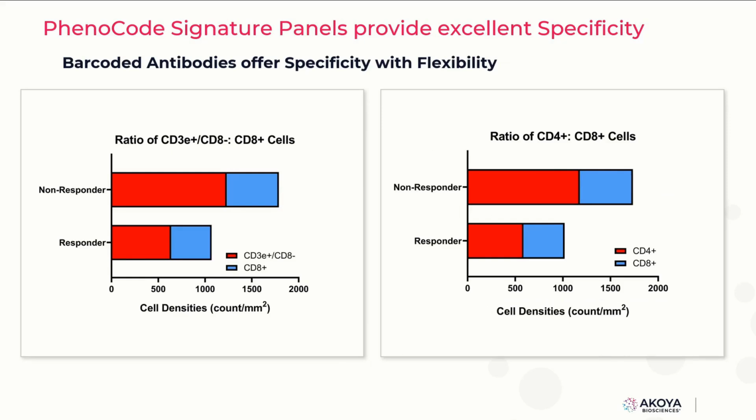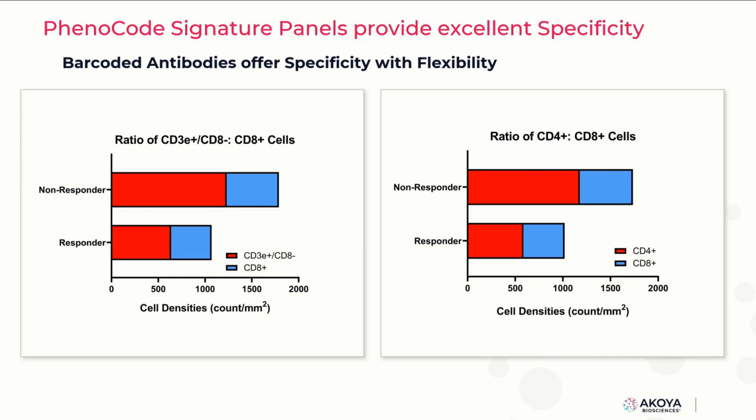As another form of marker specificity within the different PhenoCode signature panels, we looked at the distribution of CD4 and CD8 positive T cells. Now, CD3E antigen is a highly specific marker for T cells, and it's present on both CD4 positive T cells and CD8 positive T cells. In this experiment, we looked at the cell densities of CD8 positive and CD4 positive T cells. For the CD4 positive cells, we looked at the cell densities of CD3E positive or CD8 negative cells in both the responder and the non-responder samples, which represents the CD4 positive cell population.